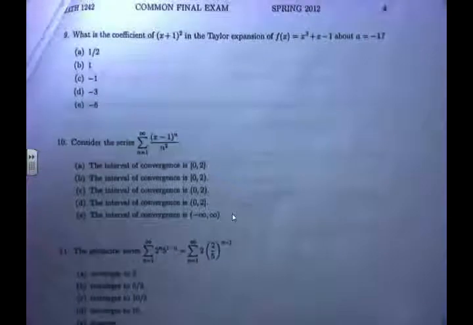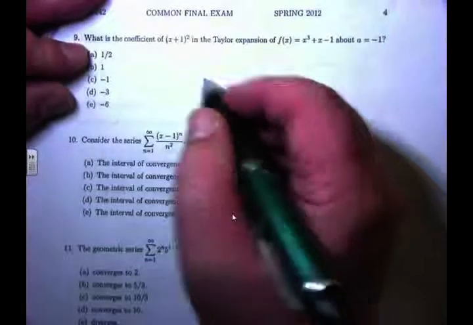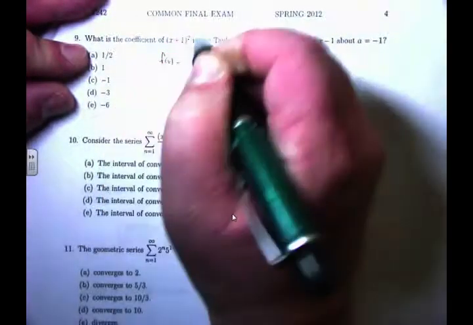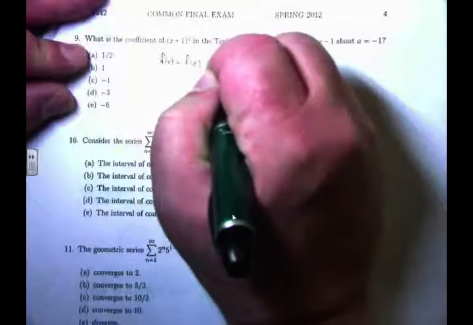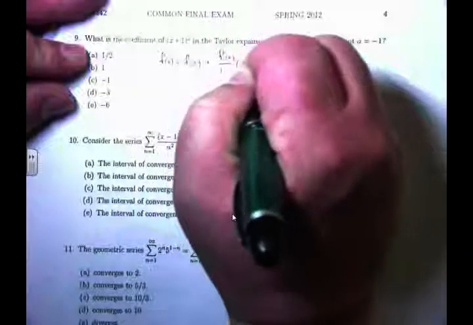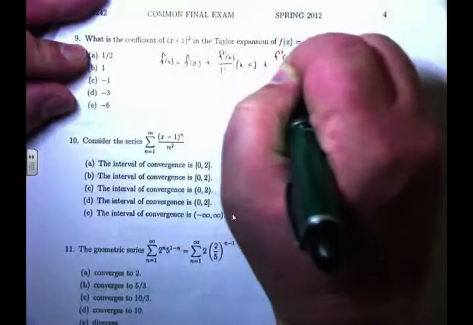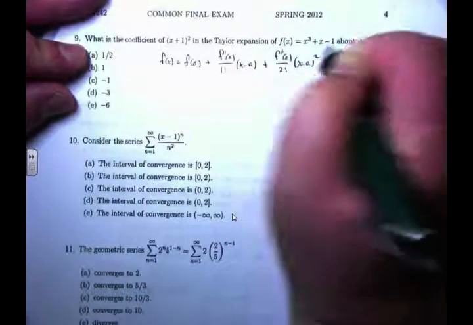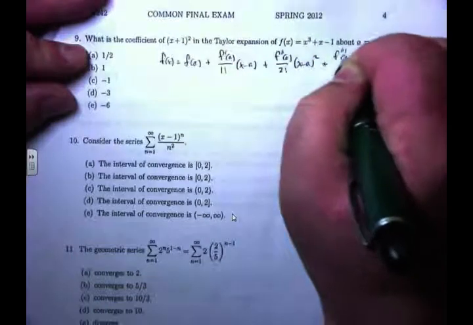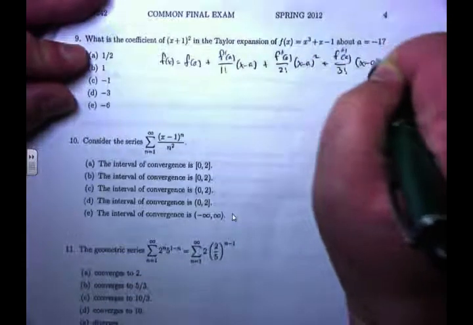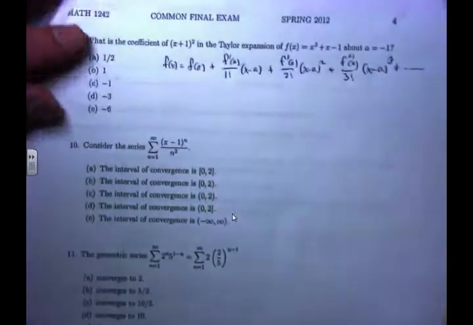Here's another one that was right off of your old test number 4. What is the coefficient of x plus 1 squared in the Taylor expansion of the function x cubed plus x minus 1 about a equals negative 1? Let's remind ourselves of the Taylor series. In the Taylor series, f of x is equal to f of a plus f prime of a over 1 factorial times x minus a plus f double prime of a over 2 factorial times x minus a squared plus f triple prime of a over 3 factorial times x minus a cubed plus yada, yada, yada.